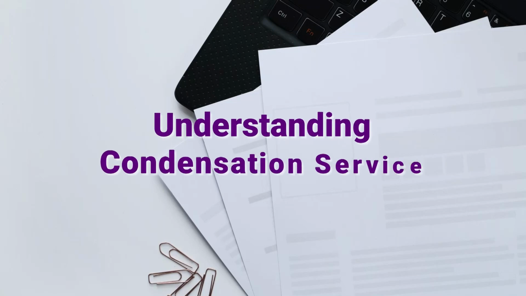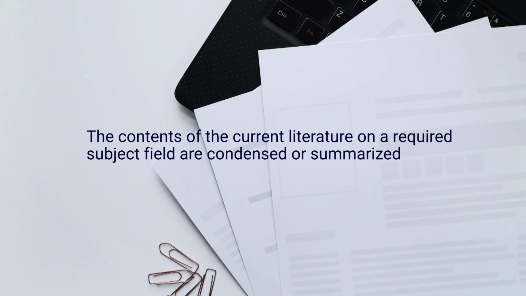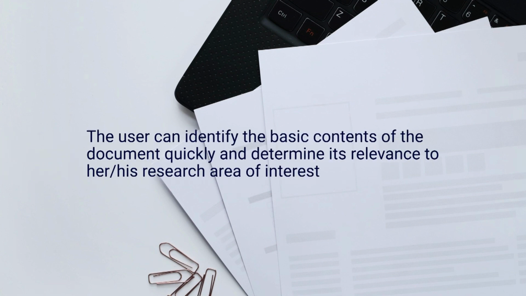Now, these are 5 different kinds of anticipatory information service, and you can see that condensation type of service is one of them. Now, let us first understand what is condensation service. As I was telling you, contents of current literature on a required subject field are condensed or summarized under this service. Full bibliographic details of the documents are provided. User can identify the basic content of the document even without going to the full text of the document.